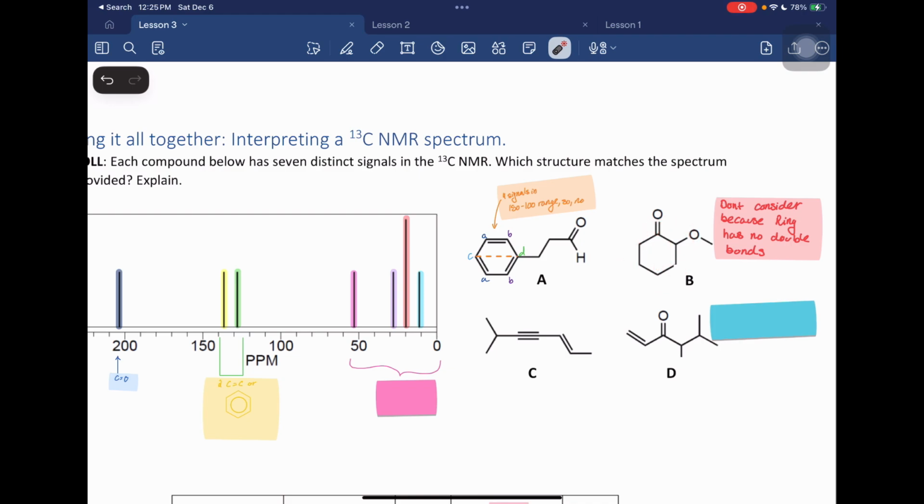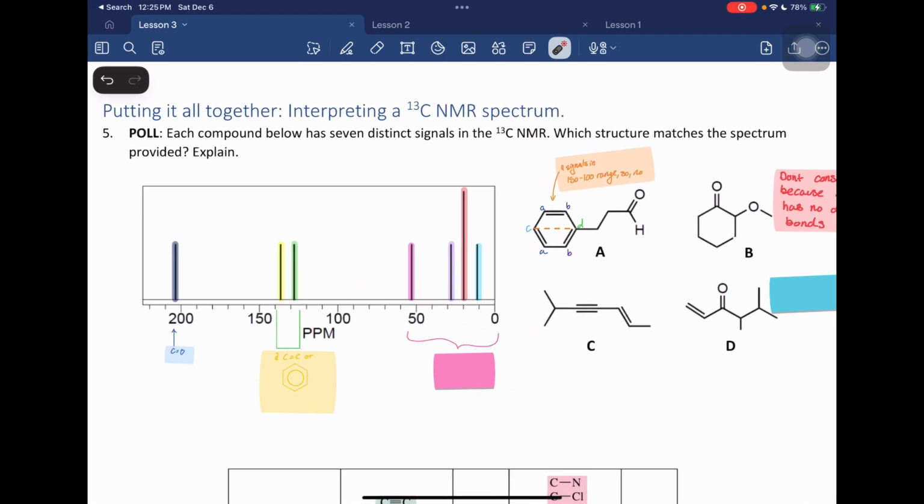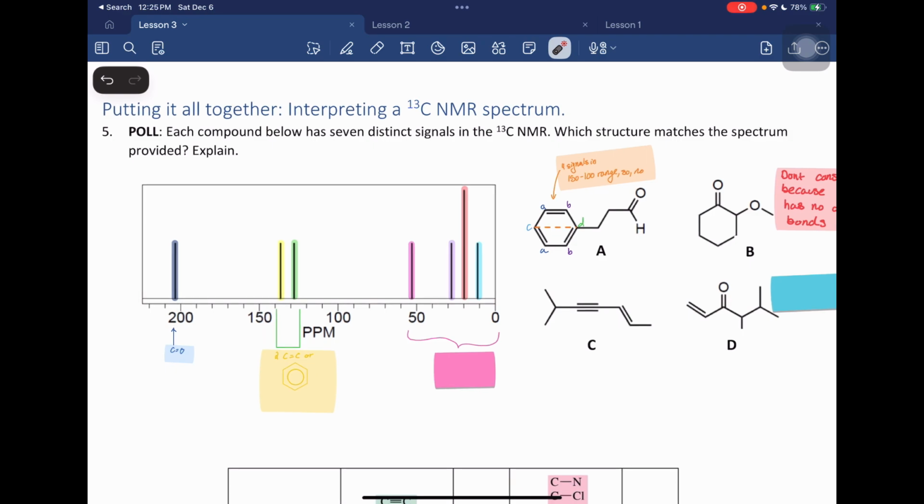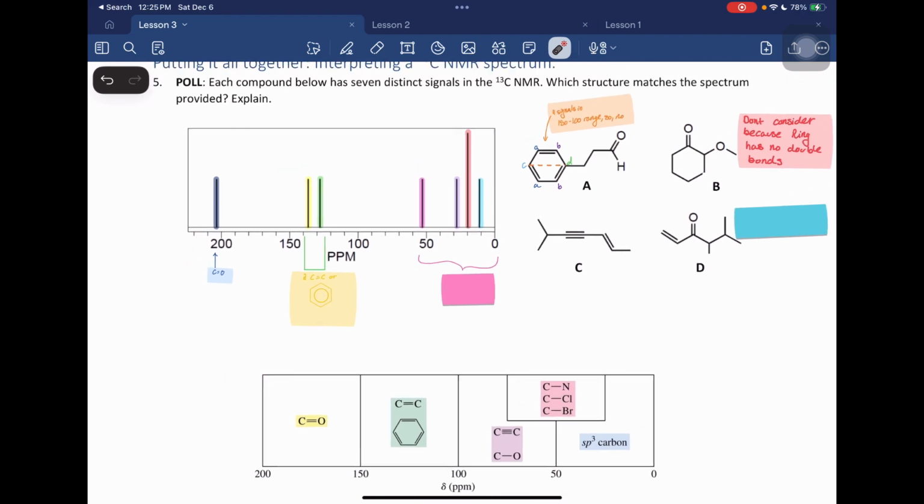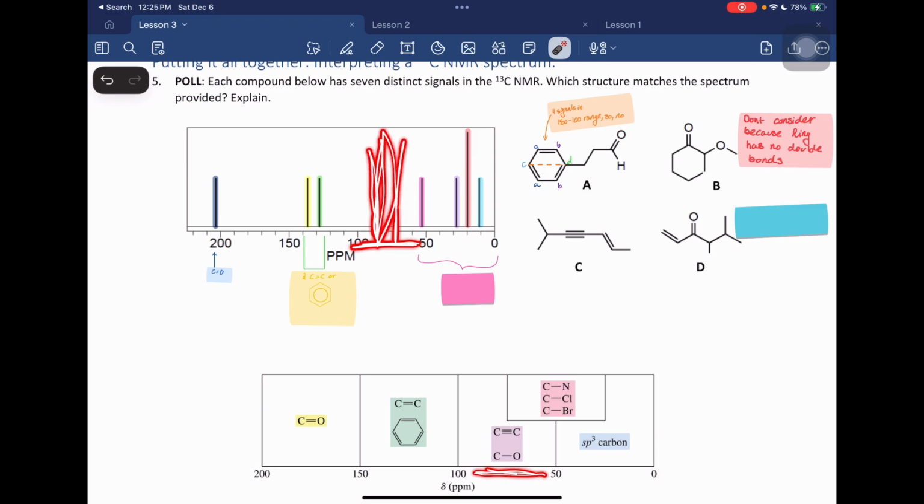Okay, next we consider C. So in C, what do you notice? Well, first, we don't have a carbon-oxygen, so right off the bat, that's wrong. We do have a carbon double bond, but we only have 1. And this one has a triple bond. But on our spectrum, we have no triple bonds. A triple bond would be between 50 and 100. We have nothing lying between 50 and 100. So we also don't consider C.